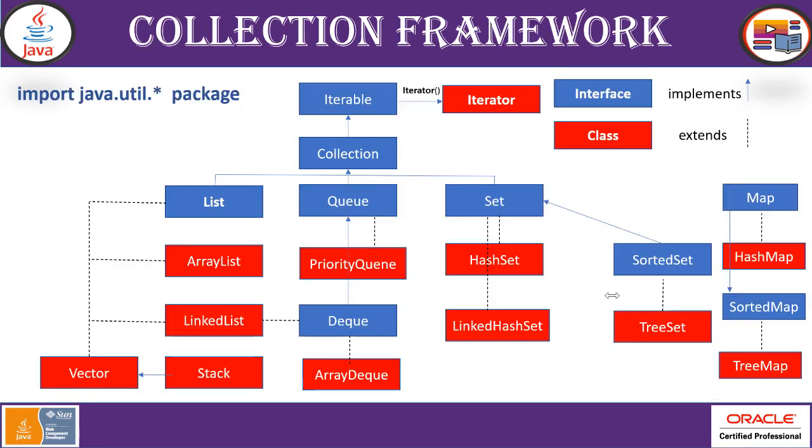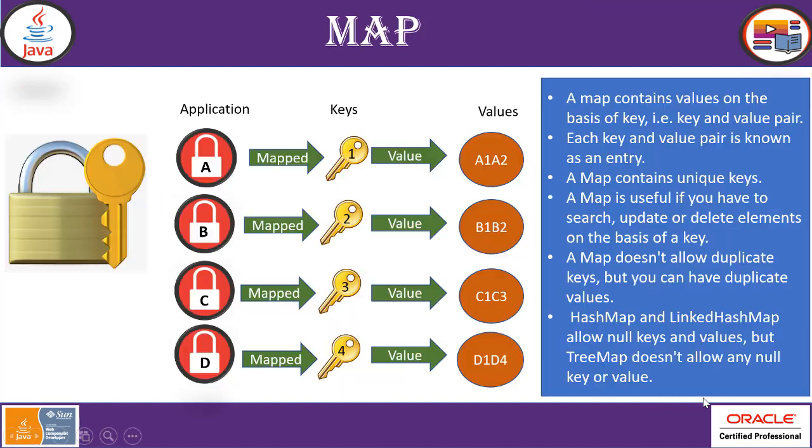Now let's take a look at the map. Before we get into the map, let's take a look at the hierarchy first, where it started from. Map is a type of interface that extends the hash map class, and the sorted map interface further extends the tree map. So we are going to see our map, hash map and the tree map. Before we get into the details of sorted map, hash map and tree map, let's first see what actually a map is and how it works.